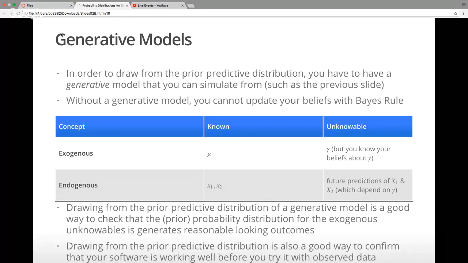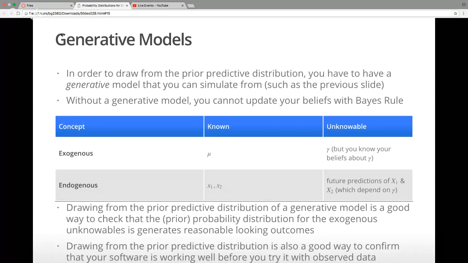Another thing that generative models are good for is all this stuff about specifying prior distributions like that for gamma, especially when you're first starting out. It seems like that would be a really hard thing to do. But the good thing is you can just try something, draw from the prior predictive distribution, and then see if the resulting distribution of x1 and x2 looks reasonable to you.